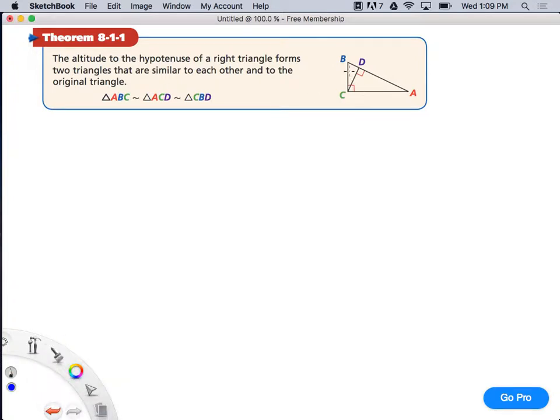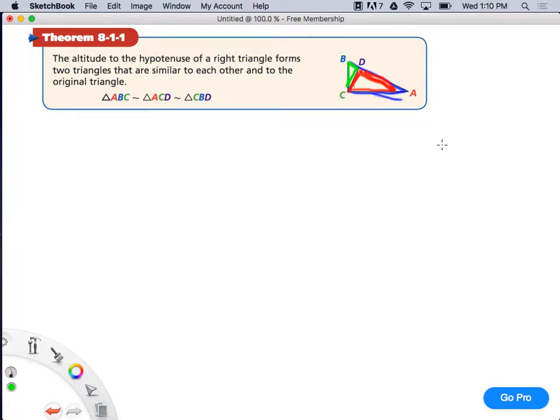So check it out. How many triangles do we have in this picture? 3. Good. We have the biggest triangle here in blue, then the middle triangle here in red, and then the smallest triangle here in green. You guys see that? Does that make sense? So there are 3 triangles in this picture.